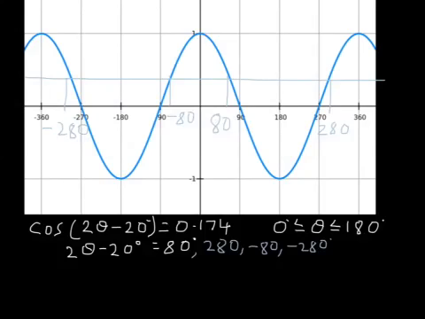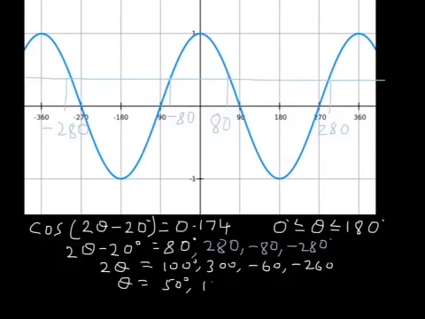Now we need to add 20 to both sides, so 2 theta is 100, it's 300, minus 80 plus 20 is minus 60, minus 280 plus 20 is minus 260, so theta is a half of those, that's 50, 150, minus 30, and minus 130 degrees. Now it said that theta was between 0 and 180, so we don't actually need these values here.